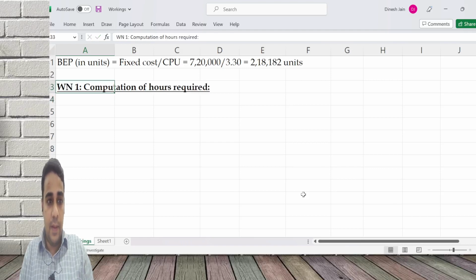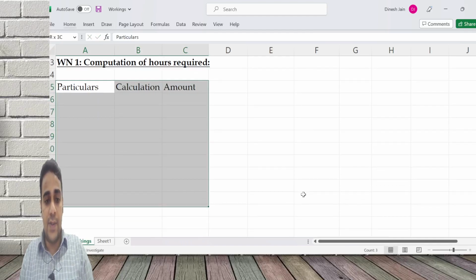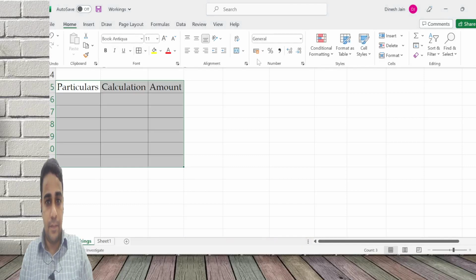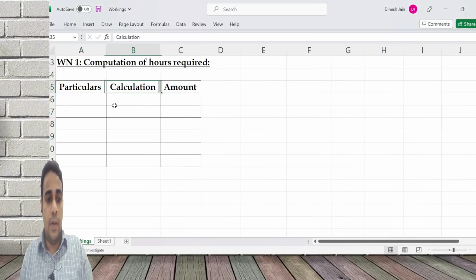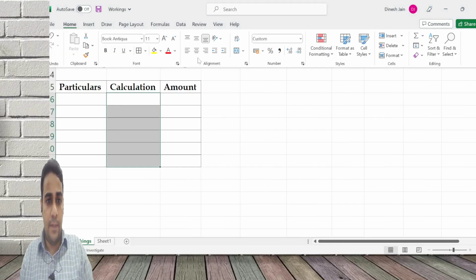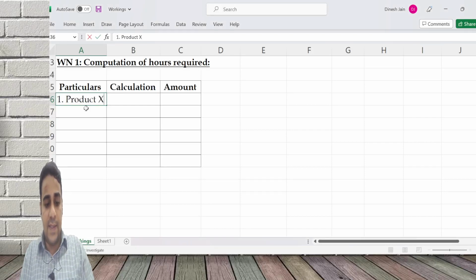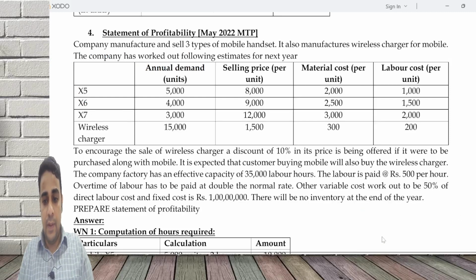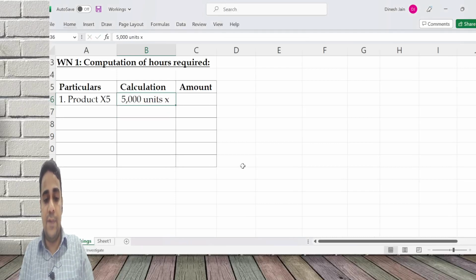Computation of hours required. Product X5. We will sell 5,000 units.